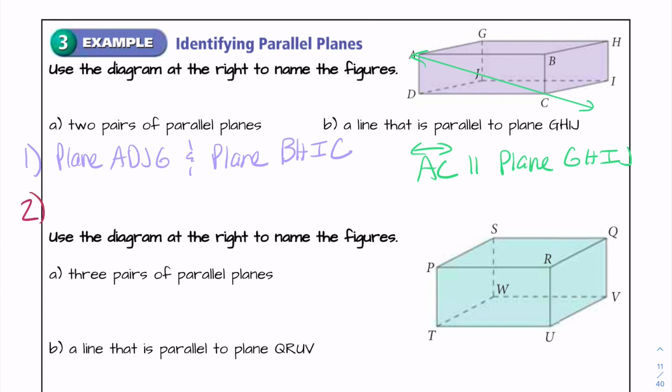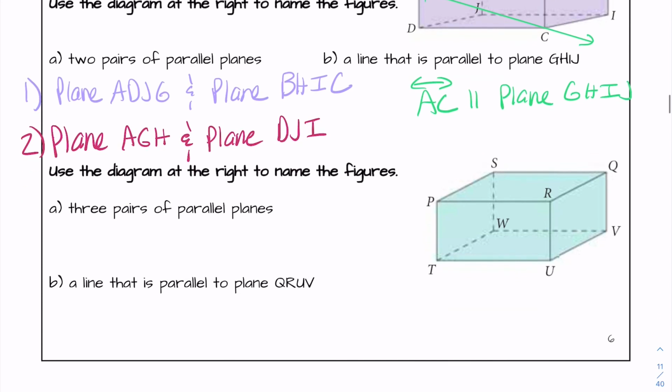So I'm going to say plane A, G, J. Oh, wait. I'm sorry. What did I do? I did initially the left and right side. So I'm going to do the top and bottom. So AGHB or AGH and DJI. So that is my second pair of planes. Remember, a pair is two, and I wanted two pairs, meaning that I have four items that I'm listing. So this last one is three pairs of planes.